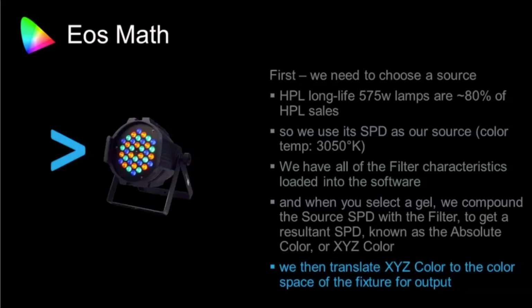So I think that's one of the secret sauce things that makes EOS color tools incredibly powerful, is we're always going to this centralized color system and then distributing it.